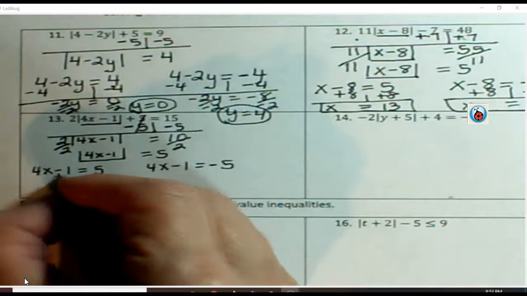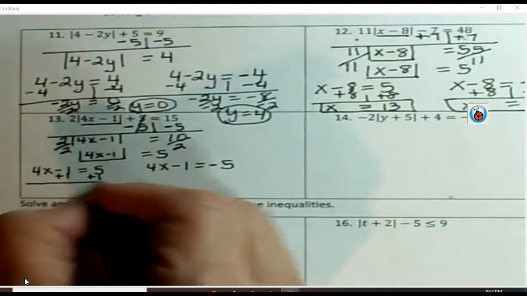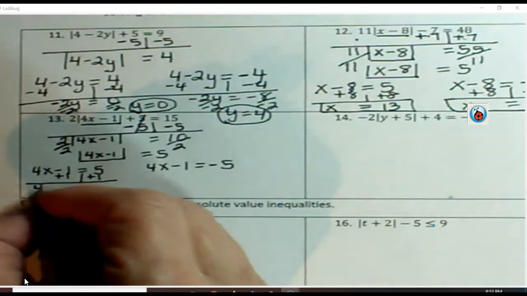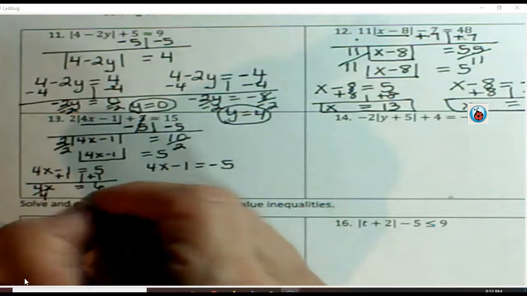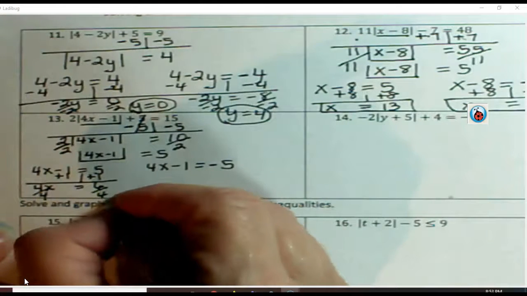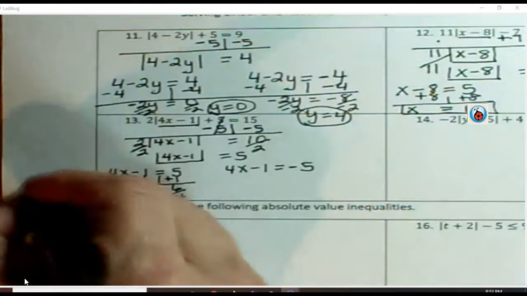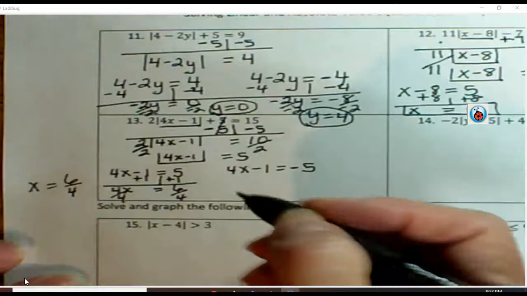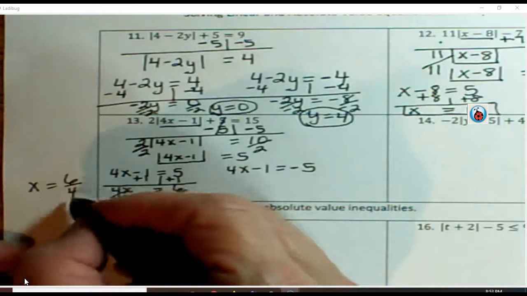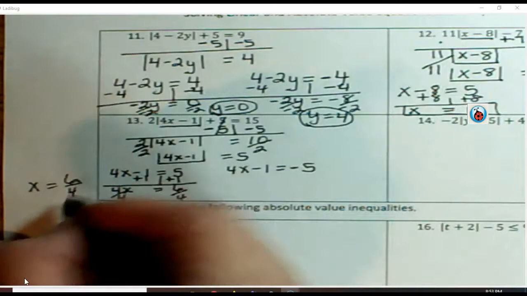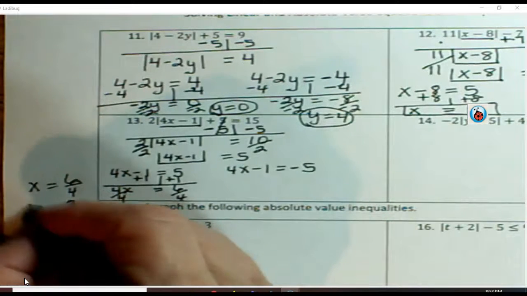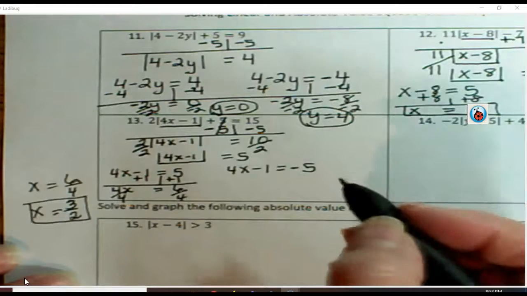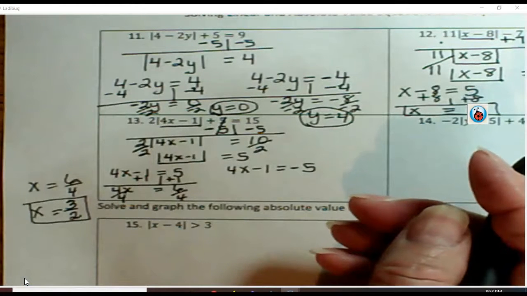Okay, I'm going to add 1. I'm just doing these separate. So I have 4x equals 6. Then I'm going to divide by 4. Okay, so now on this one, my x, here I'm just going to write over on the side because I kind of ran out of room. My x is equal to 6 over 4. Well, I need to reduce that. Both of them, 2 can go into both of them. 2 goes into 6 3 times. 2 goes into 4 2 times. You want to leave your answer just like that. That's 3 over 2. It's an improper fraction, but it is reduced.